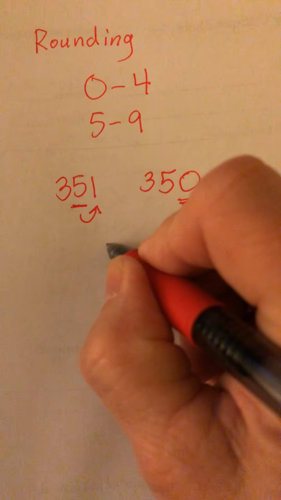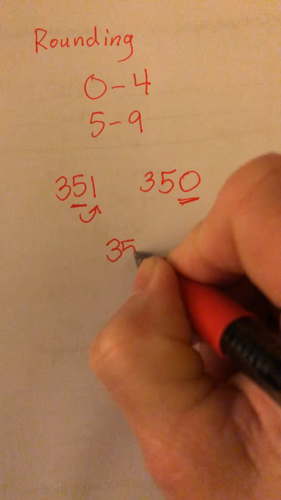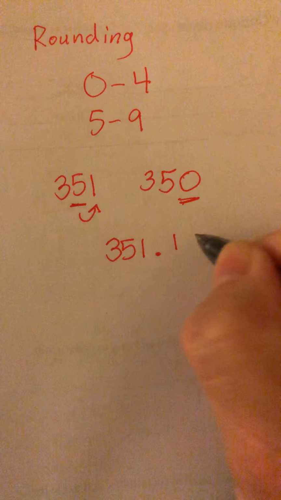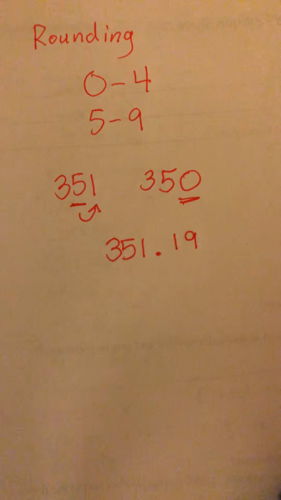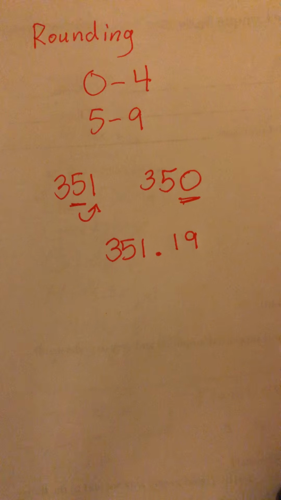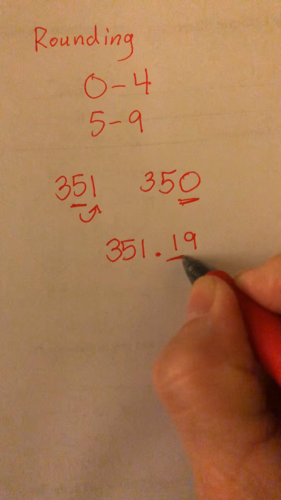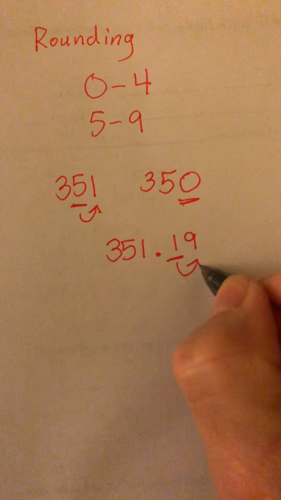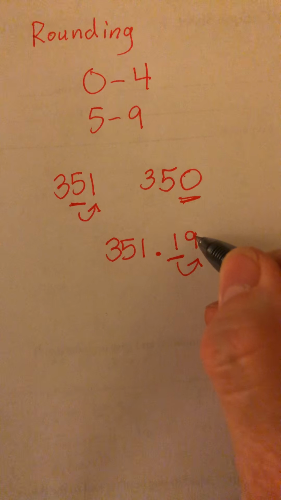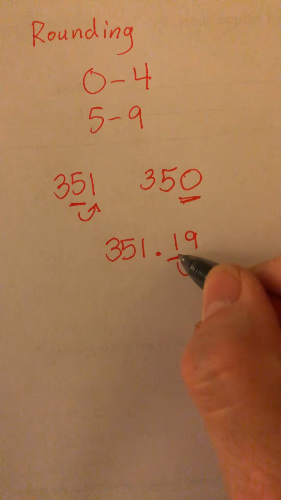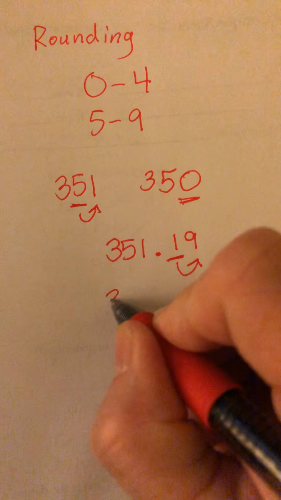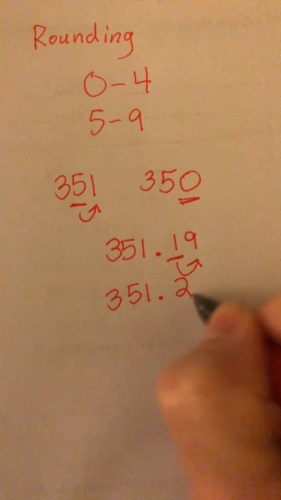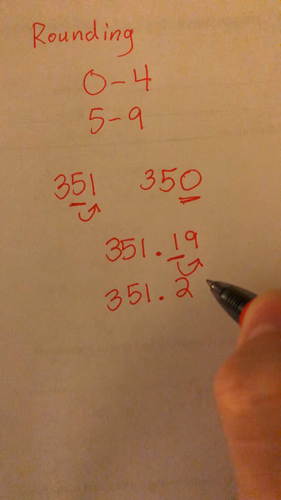If I had this number, 351.19, and I wanted to round it to the nearest tenth, this is the tenths place, so I look at the number after it. 5 to 9, climb the vine, which means I'm going to go up. So I am going to put 351.2. That is my correct answer.